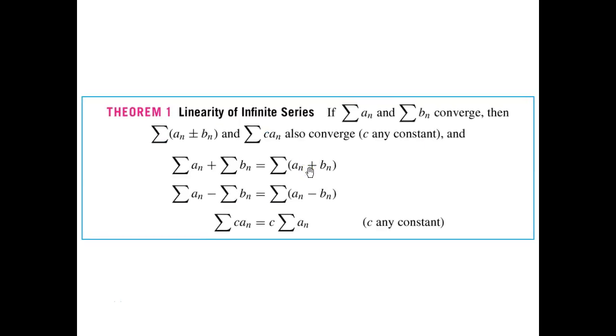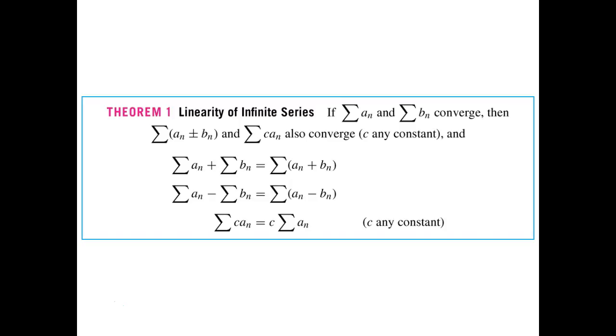Okay. Linearity of infinite series. Now, this is a series: the summation of a sub n. Here's another one, the summation of b sub n. They didn't put down what the limits are here. This could be n equal 1 to infinity, or n equal 17 to infinity, whatever. But whatever they are, let's say both of those converge.